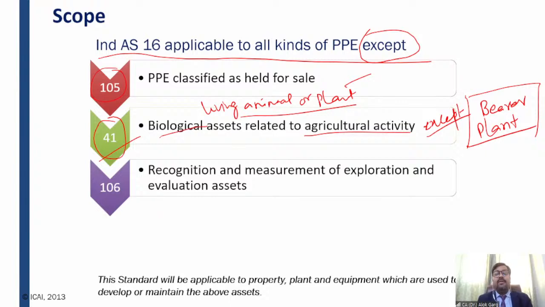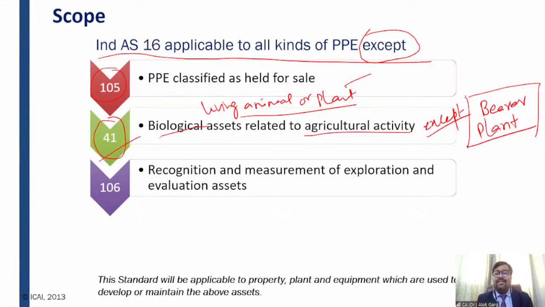And we have given an exception like the bearer plant, the plant which produces fruits for more than 1 year. Those kinds of plants are covered under Ind AS 16. Or animals which are used for purposes other than agricultural activity, for example, transportation of goods and services, or circus, right? So these kinds of animals are covered under Ind AS 16.